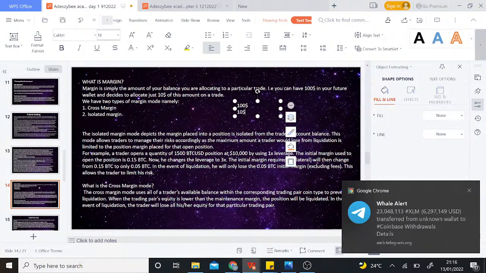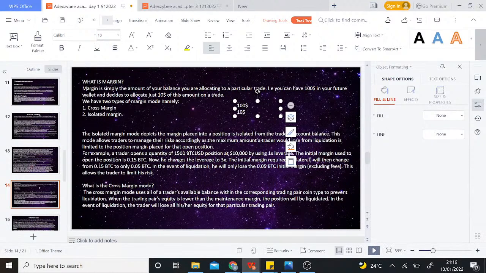Now, this part of the money you are using is what we refer to as margin.